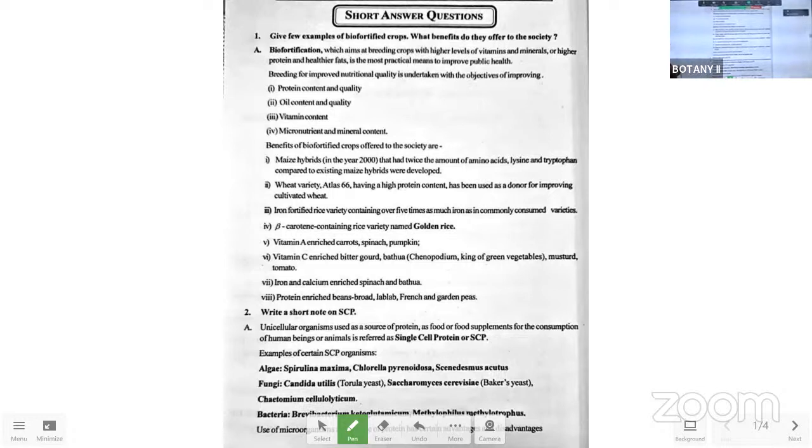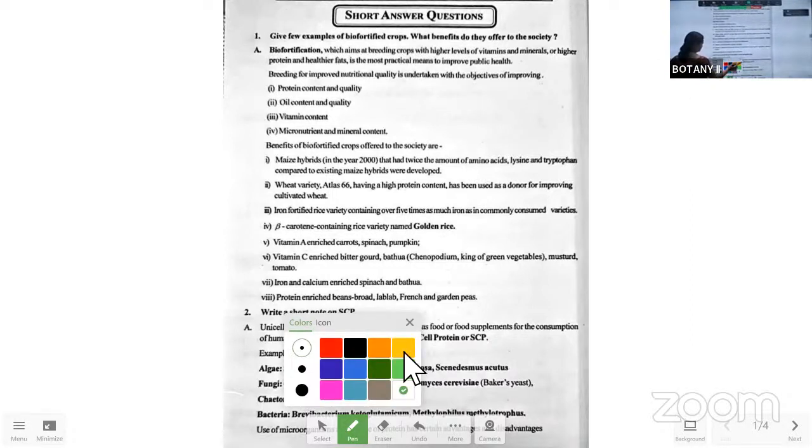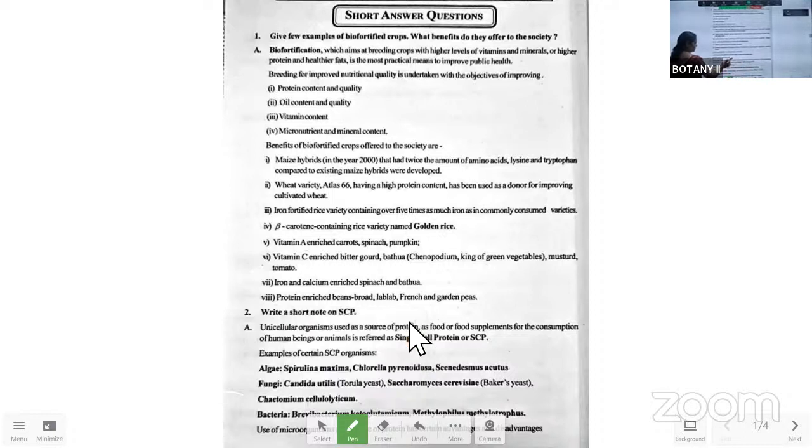Okay. So in the 13th chapter, we are having only 2 questions. One is the SCP culture, write a short note on the SCP, and the second one is give a few information about the biofortification. So in this, the most important one, what we can expect is the SCP. Write a short note on SCP. So this is the most important one, what we can expect.